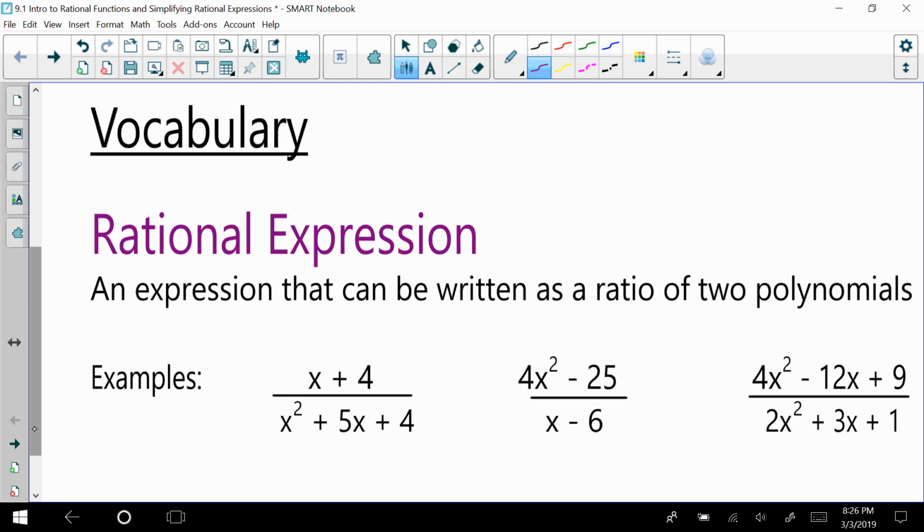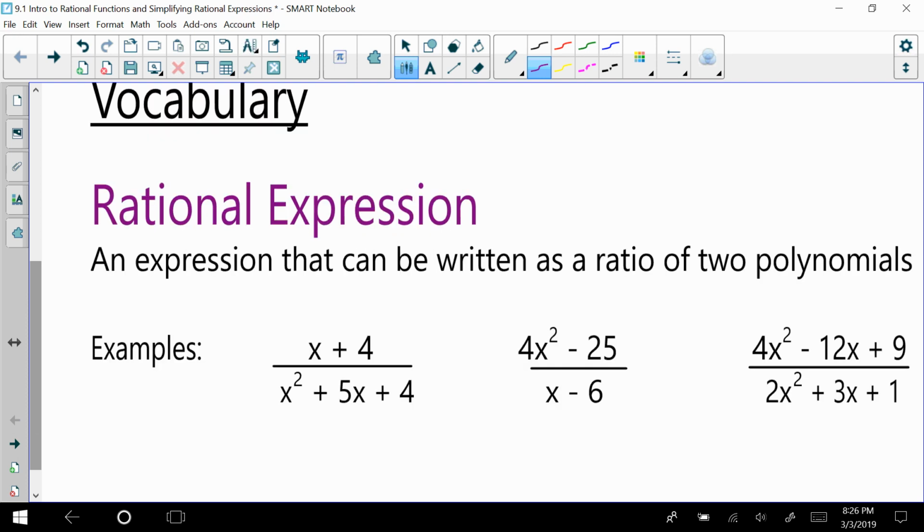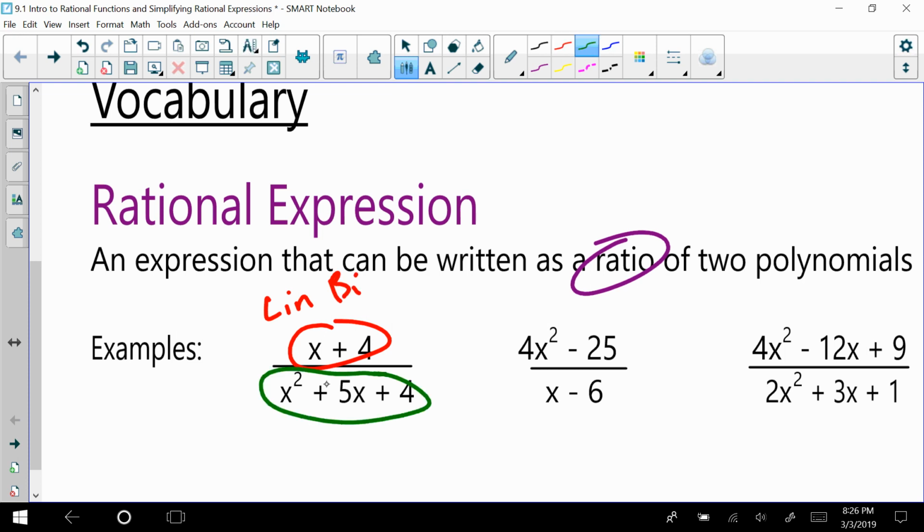All right, so now that you've had a chance to write all this down, a rational expression is something written as a ratio, two polynomials written as a ratio. Such as here, I have a linear binomial that's getting divided by a quadratic trinomial. And these types of things happen quite a bit.